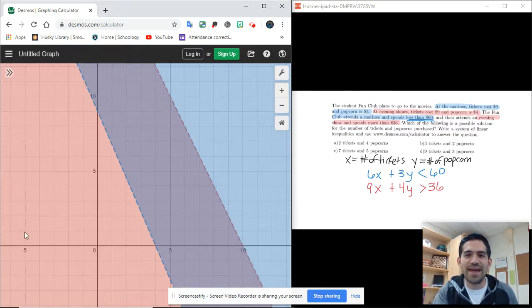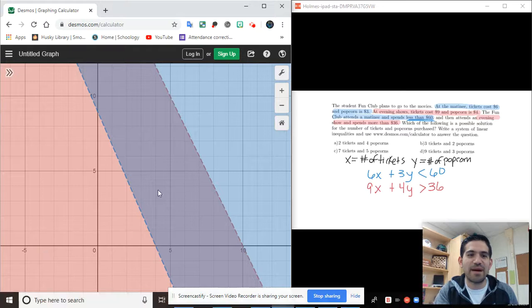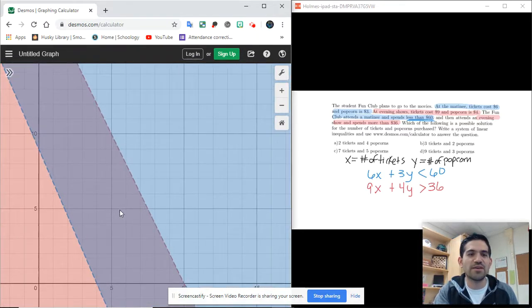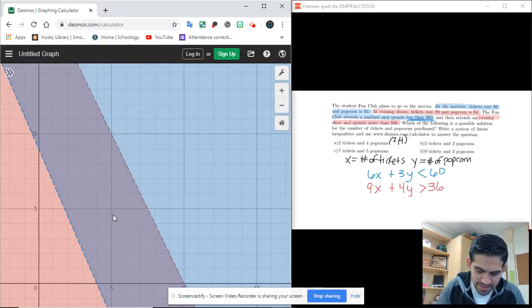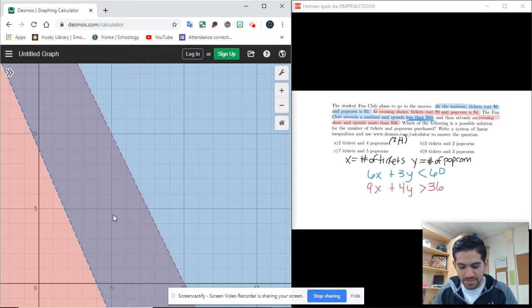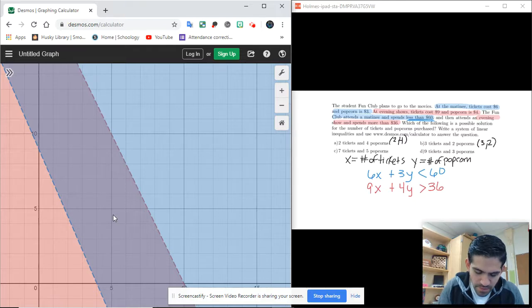Now, I know I can't have a negative number of tickets or a negative number of popcorn, so I'm going to shift this over so I can focus on the positive section of the graph. Then all I have to do is go through these scenarios and see which one is in this shaded region. First I'm going to convert these to ordered pairs. 2 tickets and 4 popcorns really means (2, 4), because X represents the tickets and Y the popcorn. This represents (3, 2). This represents (7, 5). And this represents (9, 3).